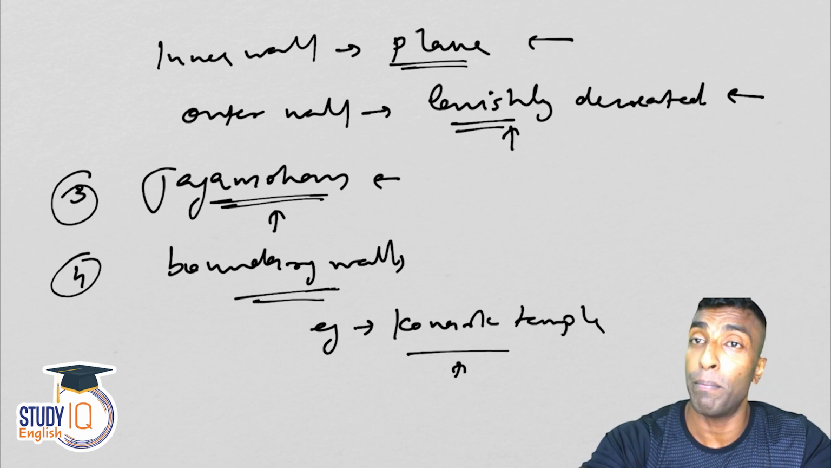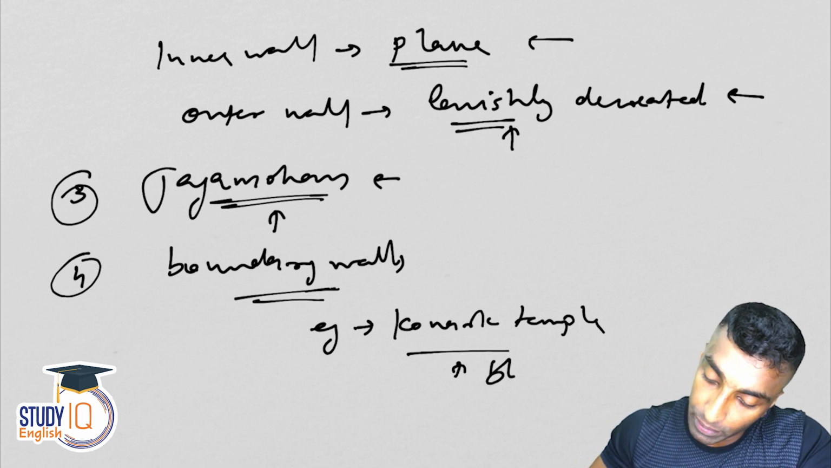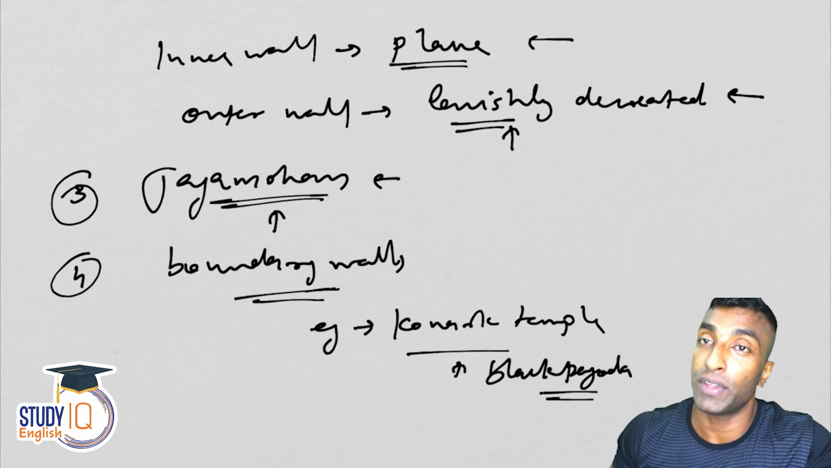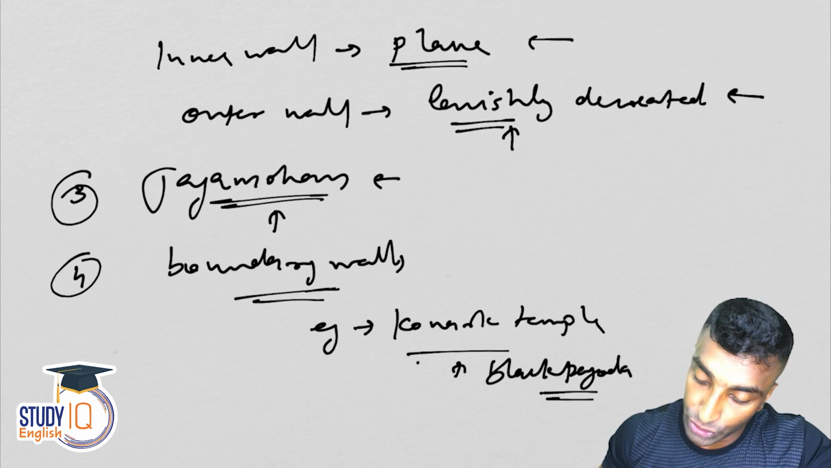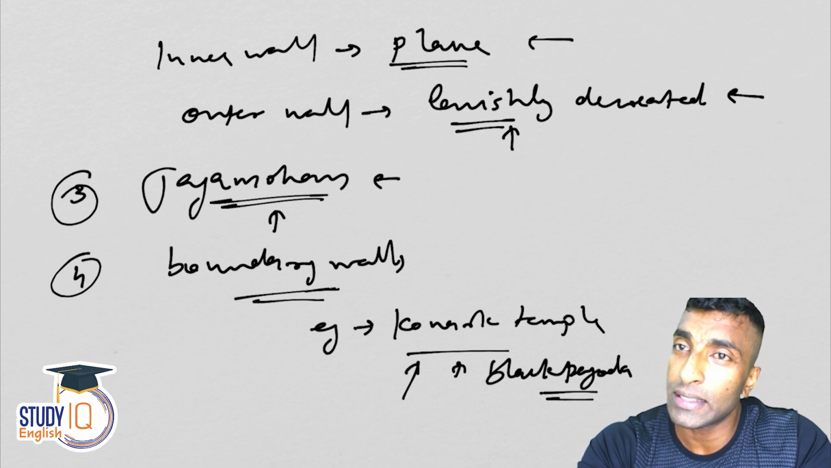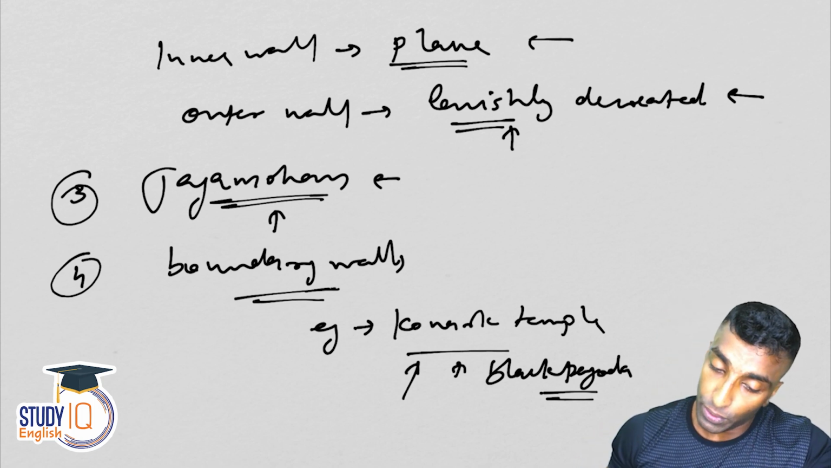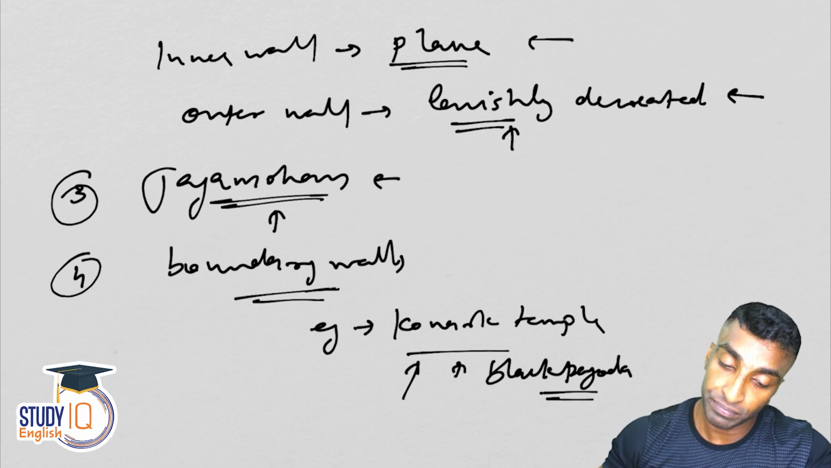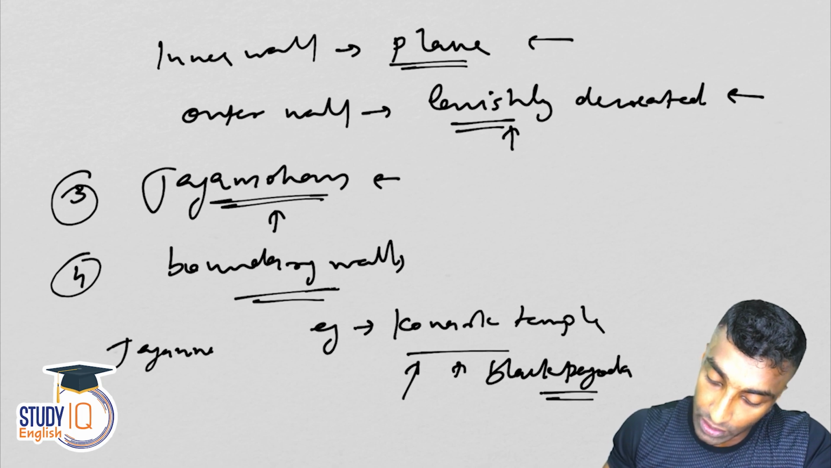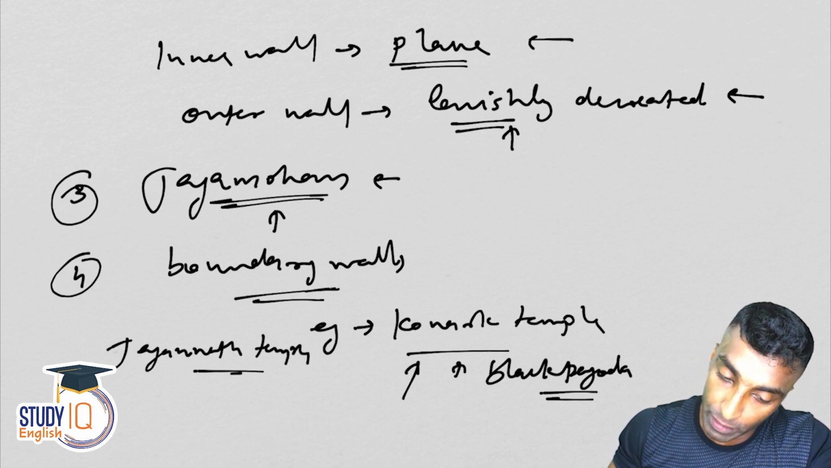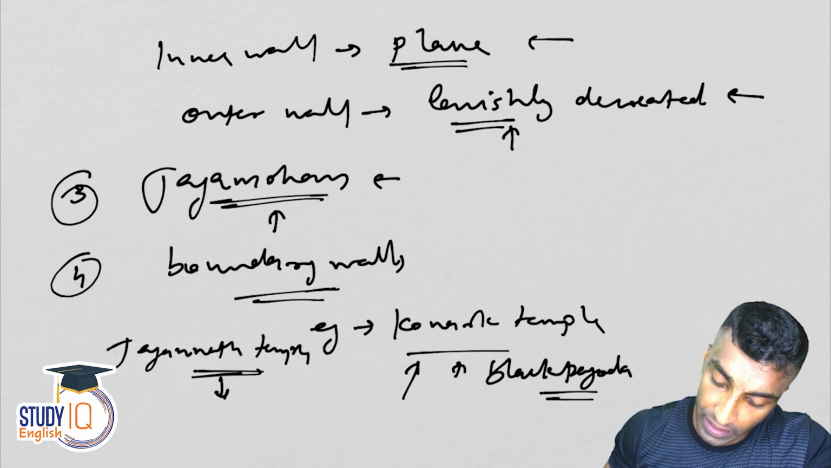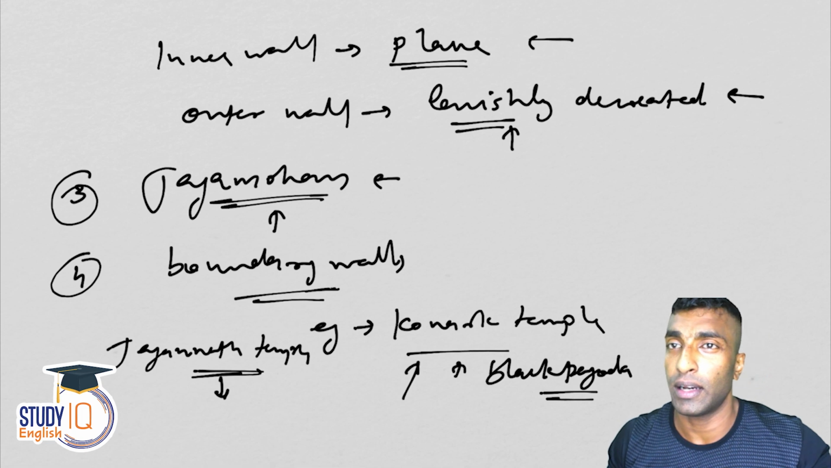What is the other name? Black Pagoda. Konark Temple, Black Pagoda, which was actually named by the British because of the color, and the black stone is very dominant in this temple. That's why Black Pagoda. It is also called the Sun Temple. Then the Jagannath Temple, Puri. Now there is a speciality for this Jagannath Temple.